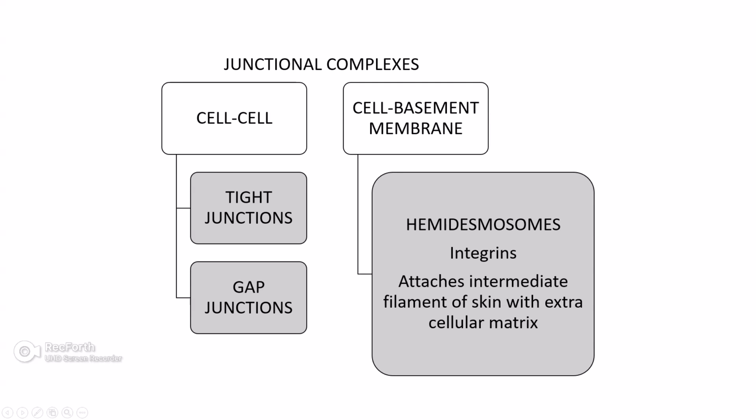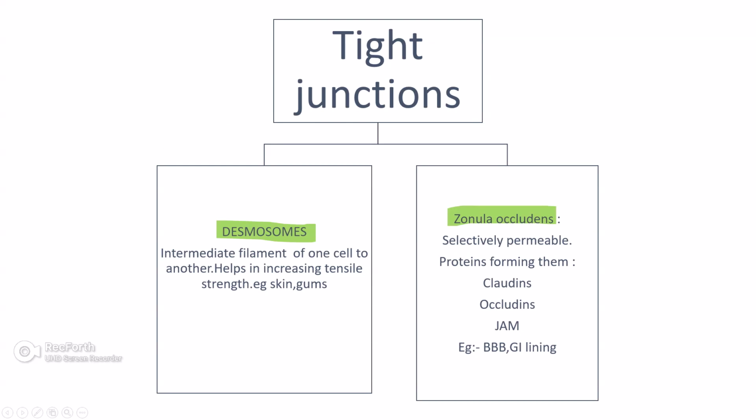Under cell to cell we have tight junctions and gap junctions. Tight junctions, examples are desmosomes and zonula occludens. Desmosomes help in connecting intermediate filament of one cell to another cell. Helps in increasing tensile strength. Sites where desmosomes are seen are skin and gums.